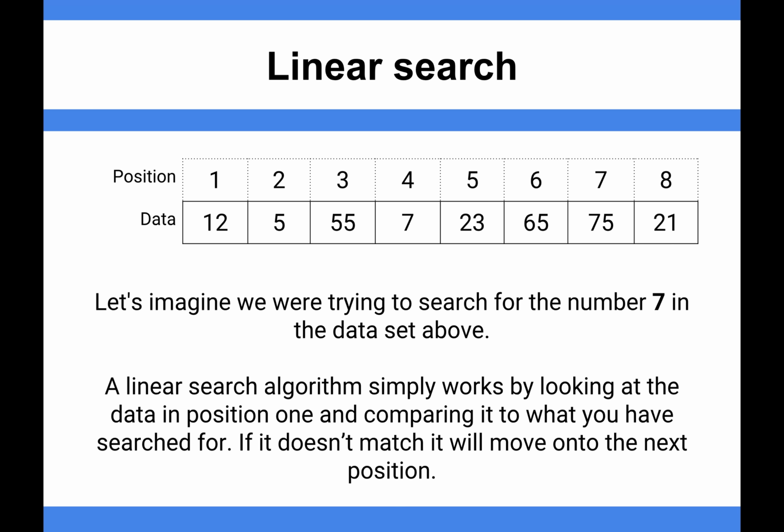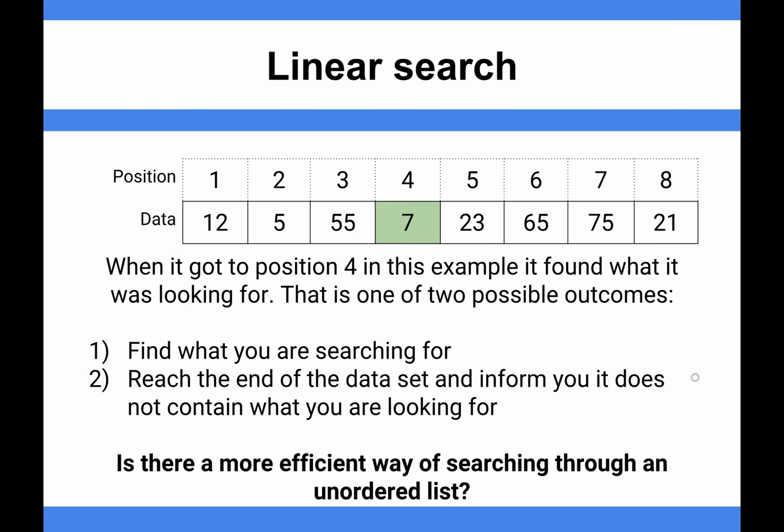So a linear search just works by looking at the data one at a time and comparing it to what you're searching for. And if it doesn't match, move on to the next item. So, for example, searching for the number 7, it would start by looking at the number 12. It would look at the number 12, go, well, that's not the number 7 I'm looking for. So it would move on. Then it would look at the number 5, that's not what I'm looking for. Look at the number 55, that's not what I'm looking for. And then finally, it would look at the number 7 and go, aha, that's what I wanted.